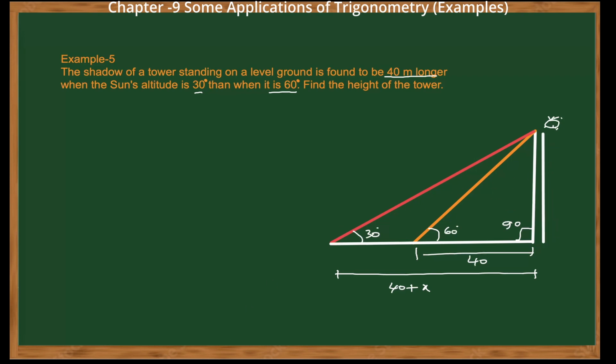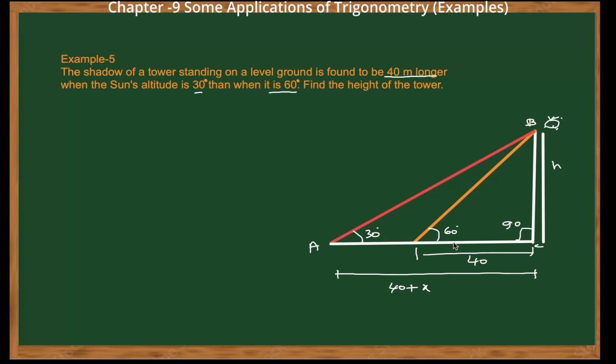Okay, we need to find the height of the tower. So let's name the points A, B, C. There are two triangles here: the red one forms another one with the orange. So there are two triangles which we have. So what do we need to find here?